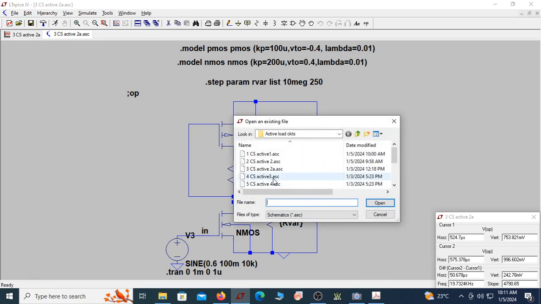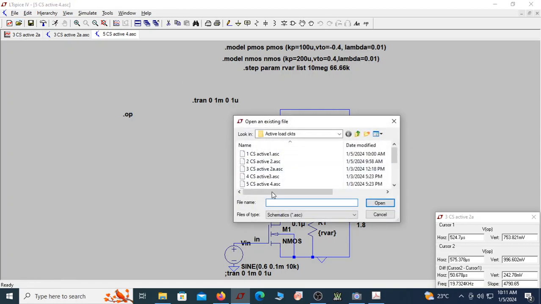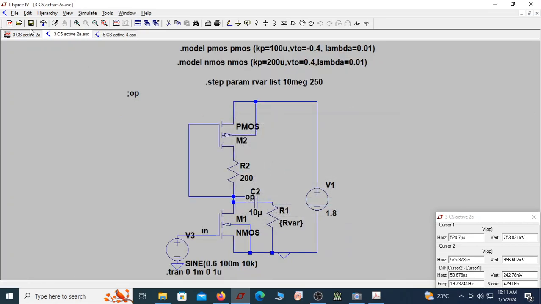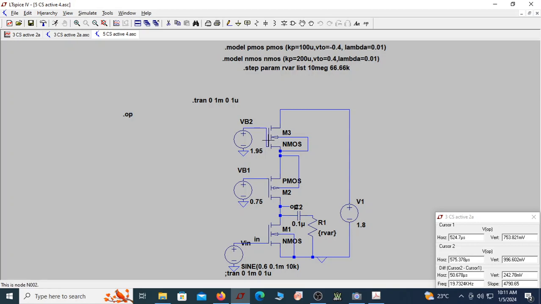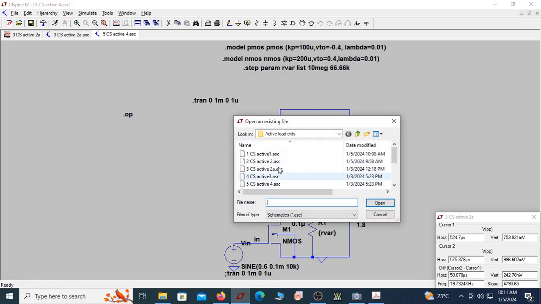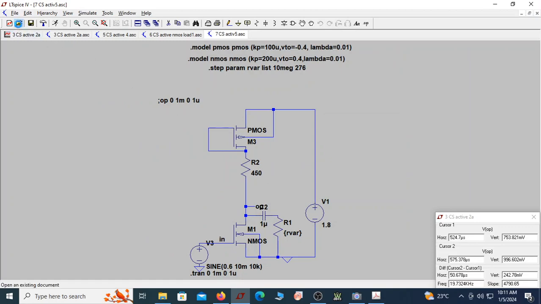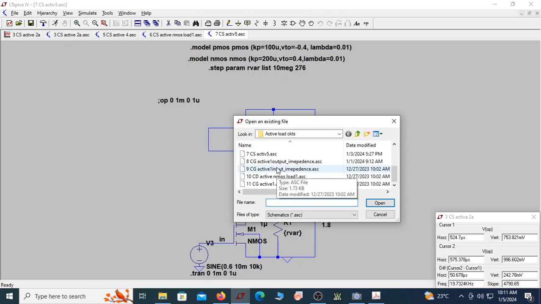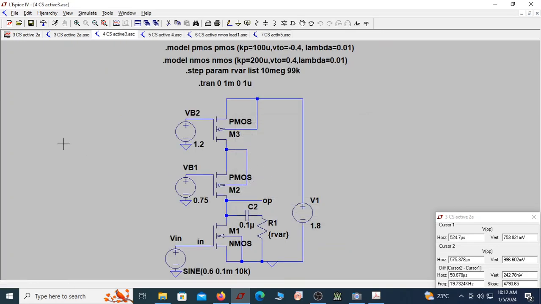Oh, sorry. Let me just open that. That is, I think, the fourth one. Not fourth. No, this is a different one. Let me open. Not this. Okay, this is actually the NMOS one. Let me see where is that PMOS one. Okay, just a minute. Where is the fourth? Oh, this is the fourth. I was actually opening the fifth one.